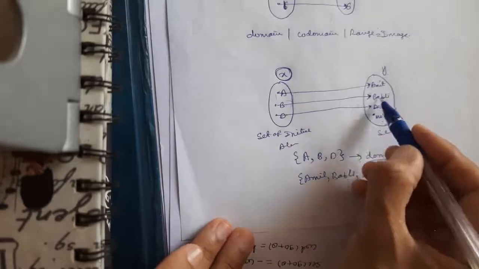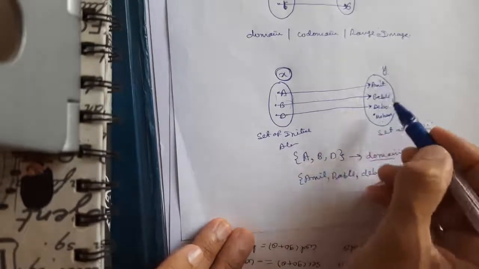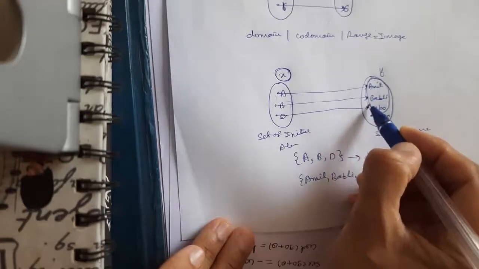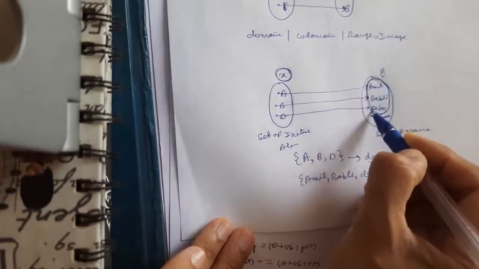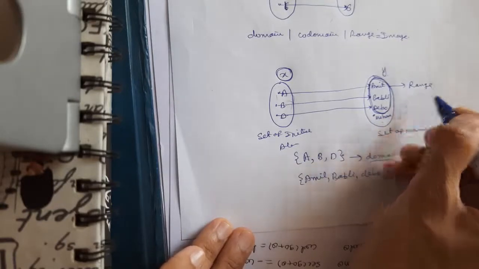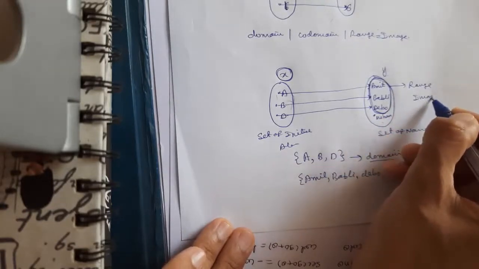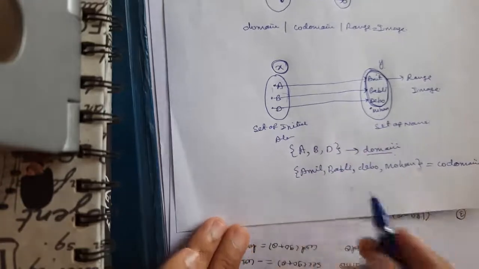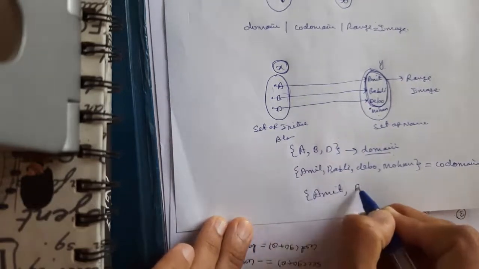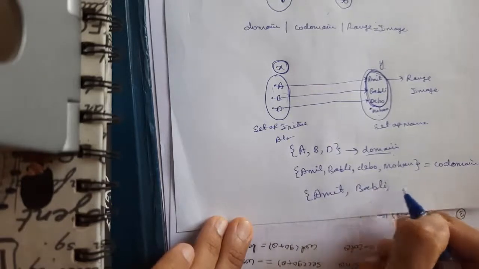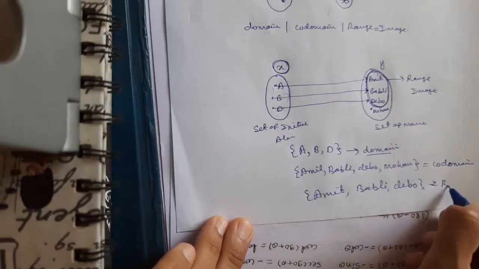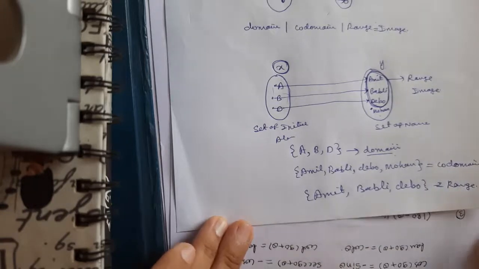Now we didn't use all these possible values. Our function uses only these three values, right? Only these three values our function uses. So this is called the range of the function, or the image of the function. So the range is nothing but Amit, Bubbly and Debo. This is called the range of the function.